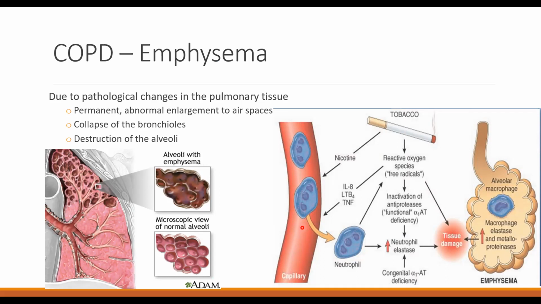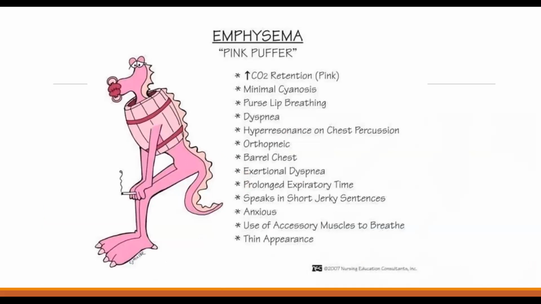Okay, so tissue damage done by the dry smoke. You can see there destruction of the alveoli themselves. Emphysema is your pink puffers. They retain a lot more CO2. So there might be some cyanosis, but really that CO2 just kind of sits there in the alveoli and hangs out and doesn't do a whole lot of movement back and forth. They're going to be thinner typically, with what they call a barrel chest, because they're using so much extra accessory muscles to try to breathe. They're trying to force air in and out of those alveoli.